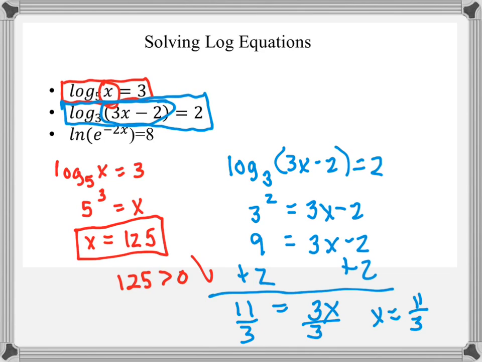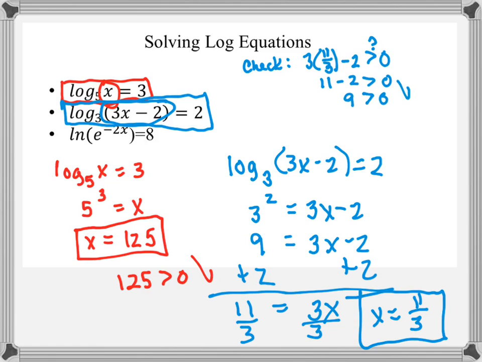When I put 11 thirds in for 3x minus 2, will that be greater than 0? So 3 times 11 thirds minus 2, is that greater than 0? 11 minus 2, or 9, is greater than 0. So 11 thirds is our solution to the second equation. We'll look at our third equation in green on the next slide.